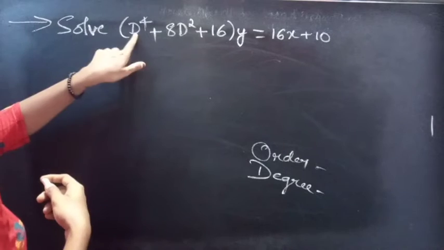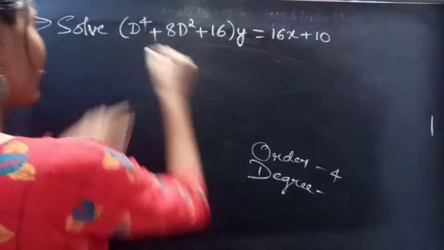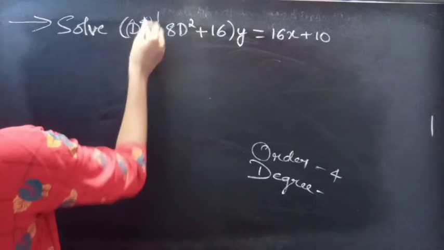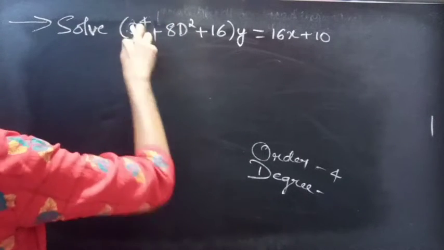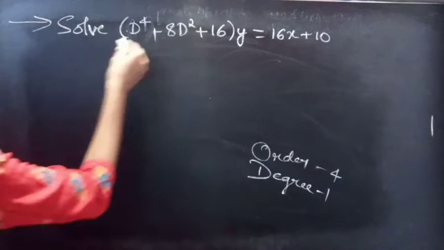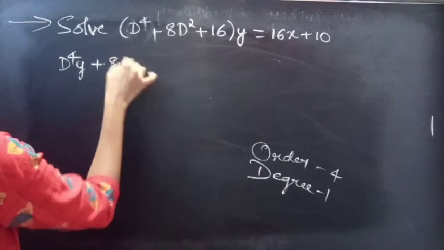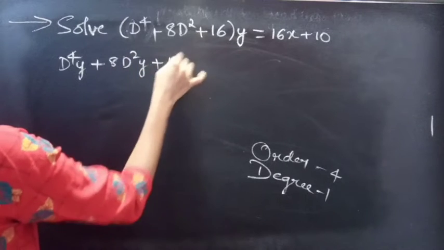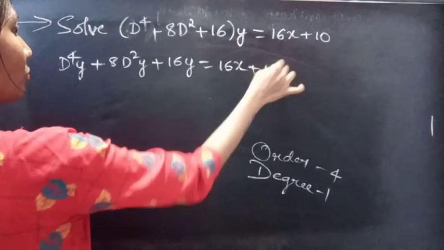Identify the highest derivative. Here D^4 is the highest derivative, so the order will be 4. And the highest power of the highest derivative is our degree. Degree is 1. Or we can just write the differential equation as D^4 y + 8D^2 y + 16y = 16x + 10.